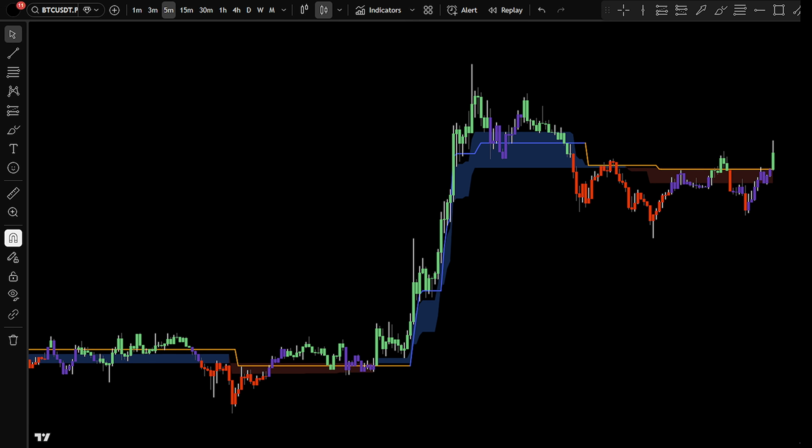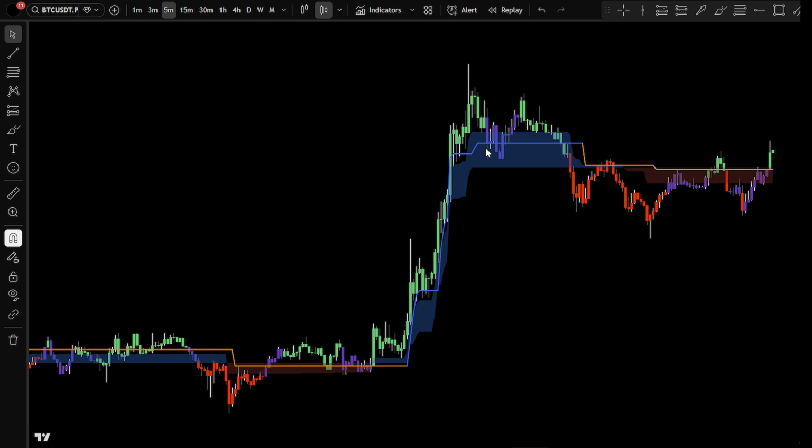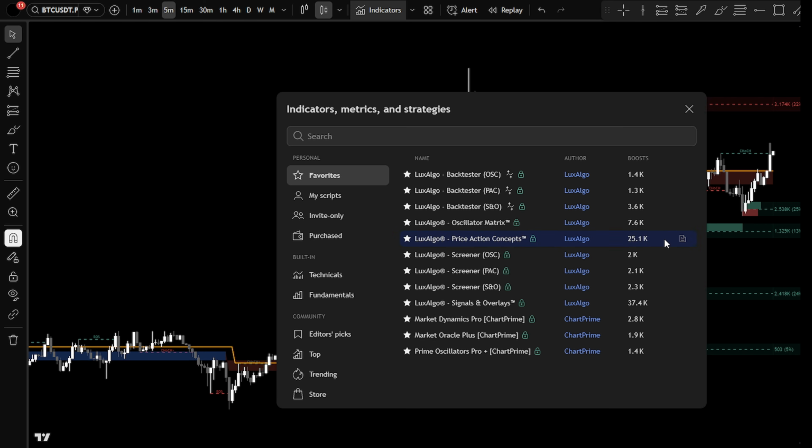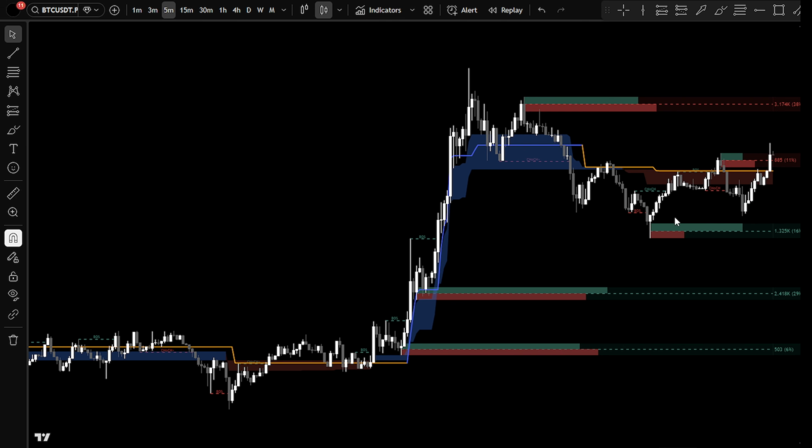Now let's add the second indicator. Go back to the Indicators tab and search for LuxAlgo price action concepts, then apply it to the chart. This indicator has more than 25,100 boosts and is one of the most powerful tools for reading market structure. Once it is added, open the settings.